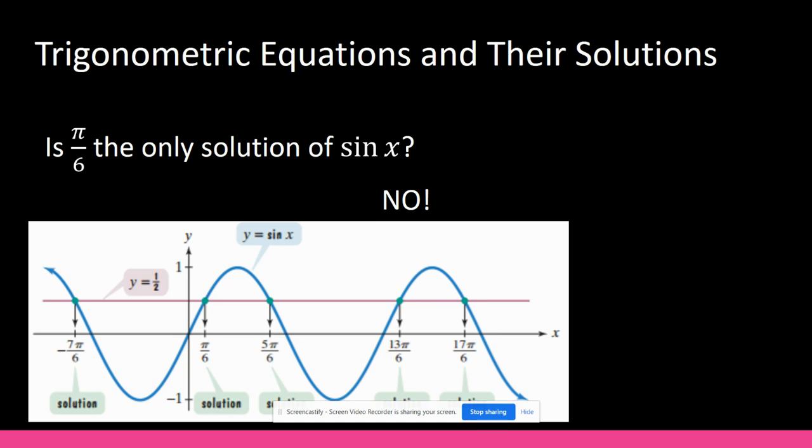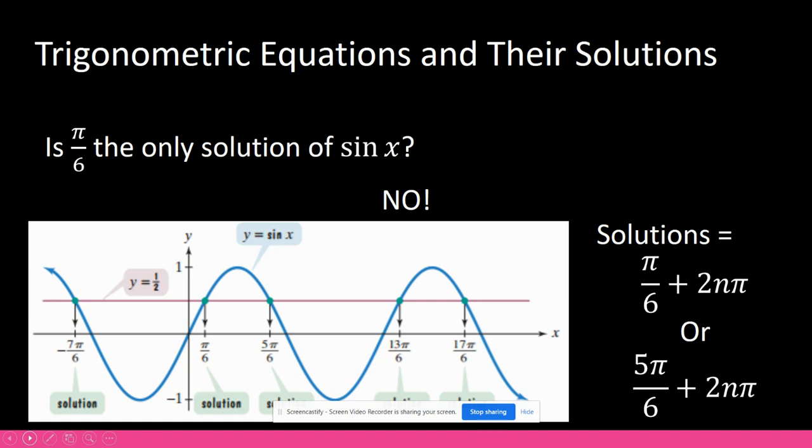However, because there are infinitely many, I can't actually list every single one. So there's a way around that. We would say that our solutions are pi over 6 plus 2n pi, and 5 pi over 6 plus 2n pi is our solution. So we would say these two answers, and then we have that plus 2n pi.